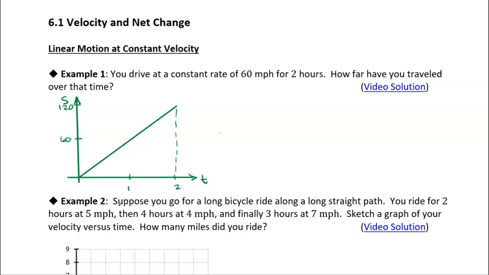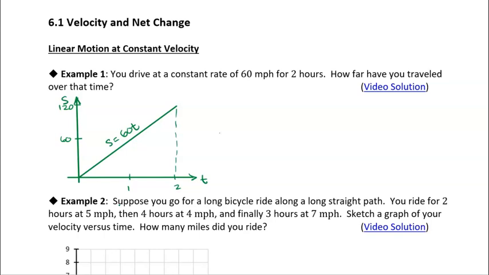So you can see that the displacement function is essentially just 60 times the time. Multiply the rate times the time, and you get how far we went, the distance or the displacement. All right, so that's easy enough.